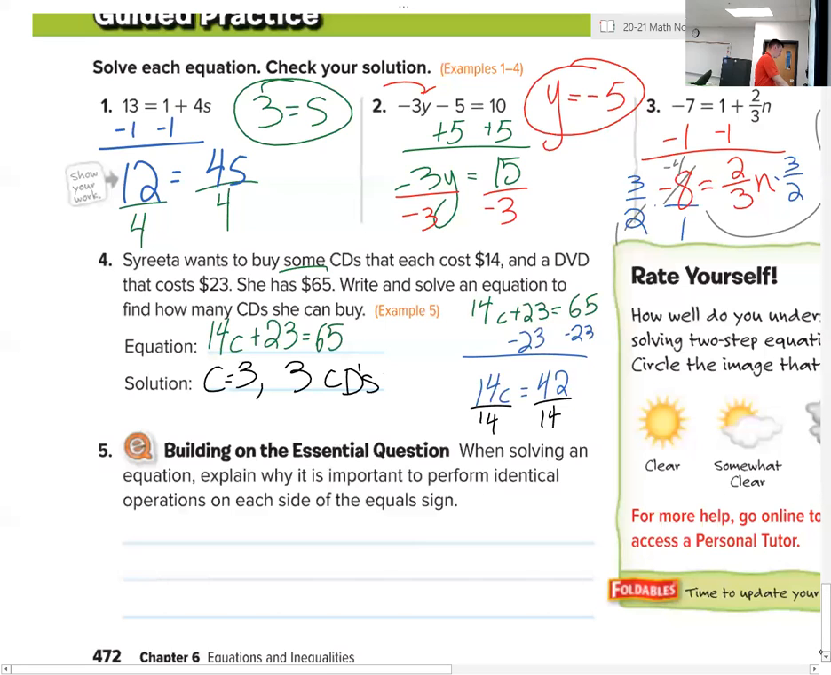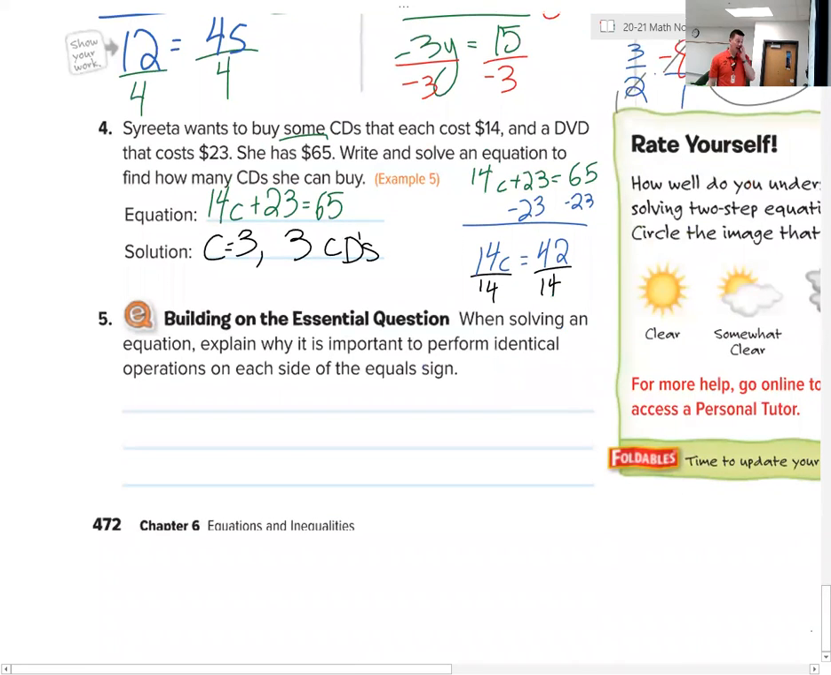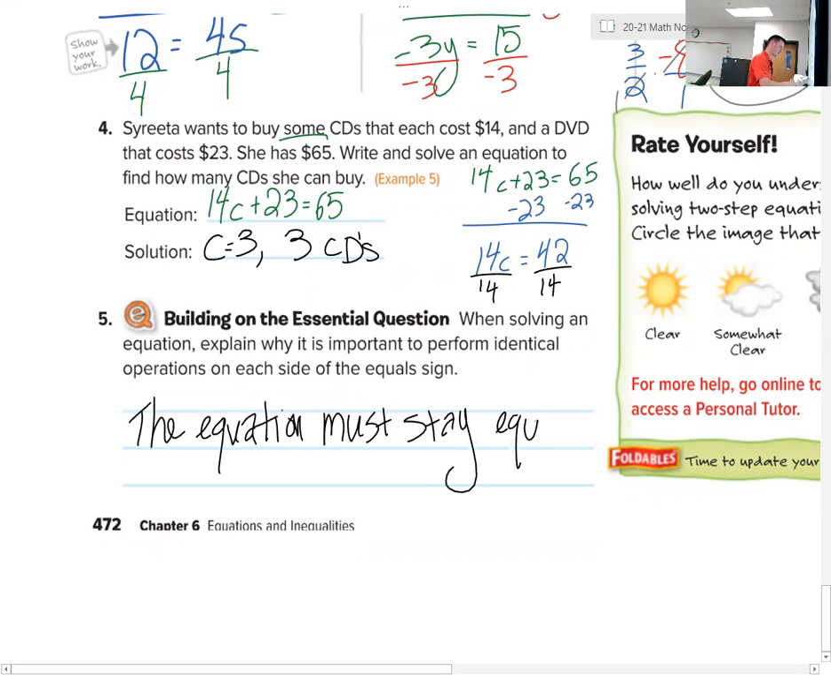Last little bit. Building on an essential question. When solving an equation, explain why it is important to perform identical operations on each side of the equal sign. Because the equation must stay equal. The equation must stay equal.